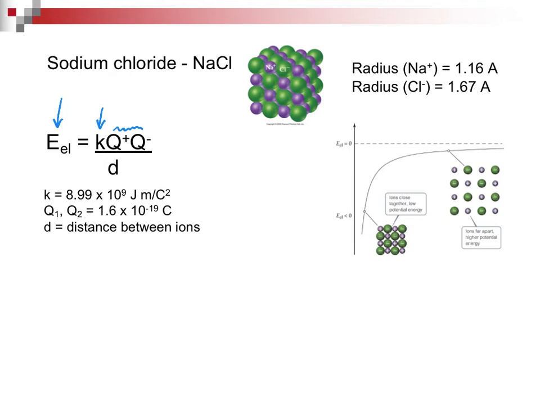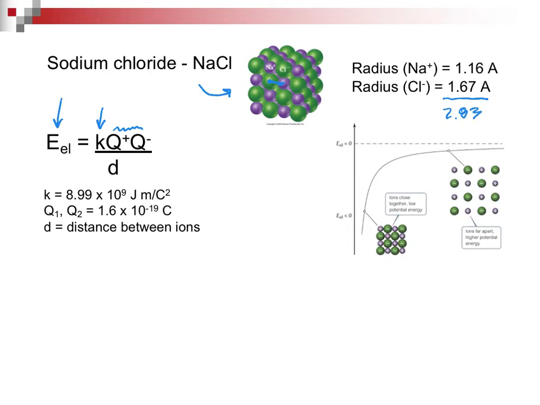So what I have here is a lattice of sodium chloride, and the distances you see given on the right are the radii of the sodium cation and the chloride anion. If you add them together, what you will get is the distance between the two, which is 2.83 angstroms. So let's do the calculation first.